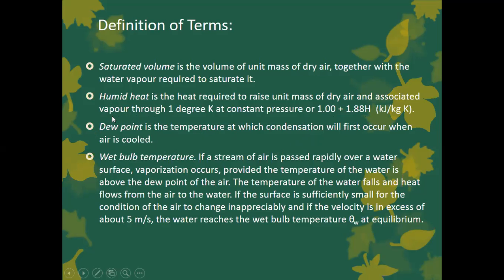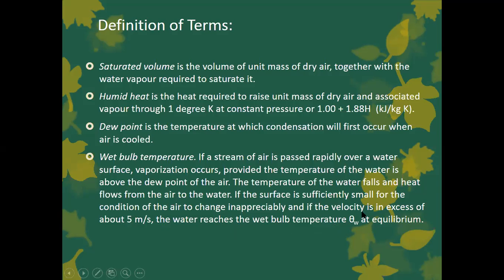Now, as for wet bulb temperature, if a stream of air is passed rapidly over a water surface, vaporization occurs, provided the temperature of the water is above the dew point of the air. Now, the temperature of the water in this case falls and heat flows from the air to water. Since, of course, water will be at a lesser temperature, and air is hotter, the flow of heat will be from air to water. If the surface is sufficiently small for the condition of air to change inappreciably, and if the velocity is in excess of about 5 meters per second, the water reaches the wet bulb temperature.